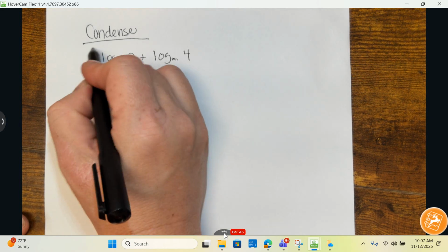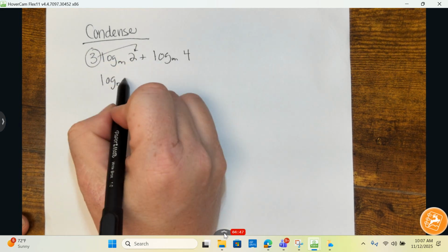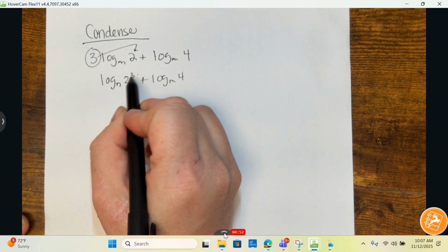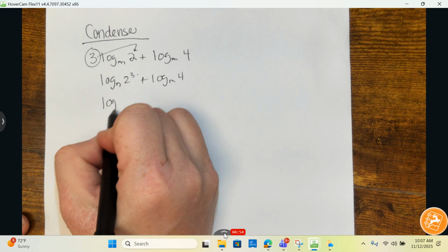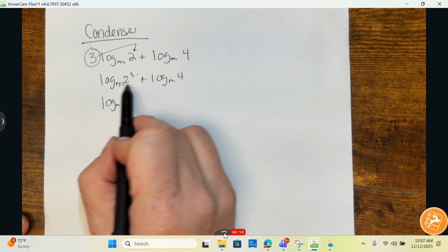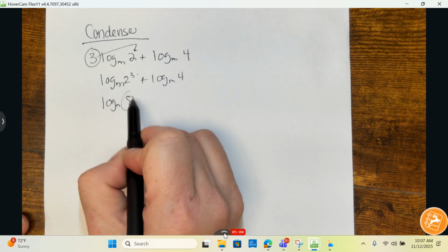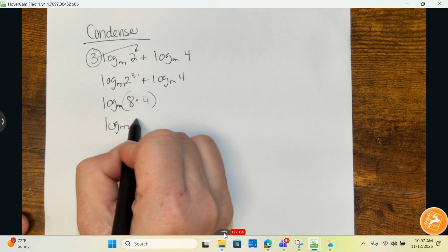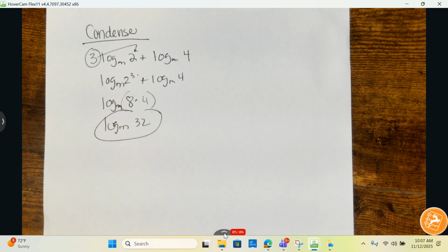Log base m, anything up front becomes the exponent, 2 to the third, plus log base m of 4. Well, 2 to the third, 2 times 2 times 2 is 8, so log base m of 8. I meant to make this an m. And then, look at this, we are going to multiply 8 times 4. This is log base m of 32, done.